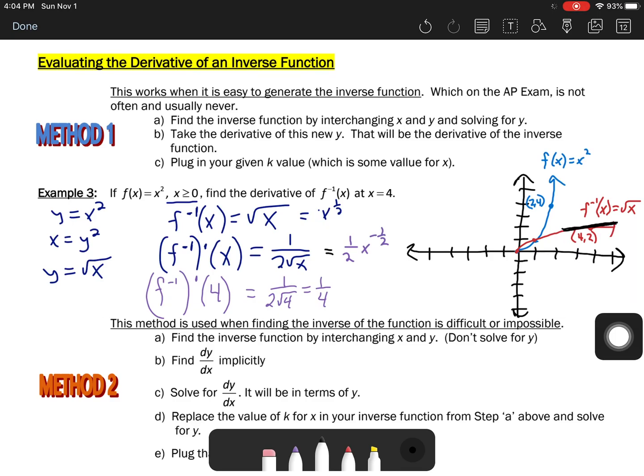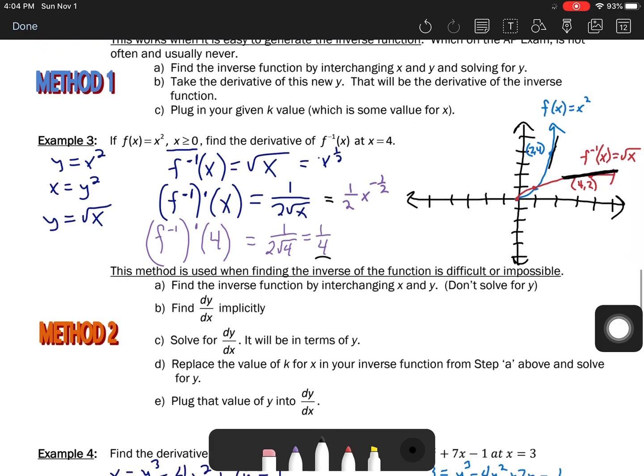If we were to compare the slopes at those reflective points, and by reflective I mean over the line y equals x, there's a relationship here. This slope and this slope are always reciprocals. So the slope here is 1/4, we found that. The slope right here would be 4/1. And that's going to be an important characteristic as we go through methods 2 and 3. We're going to see that develop, but I just want to point that out here.